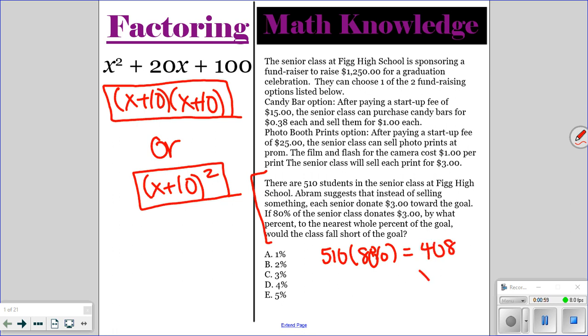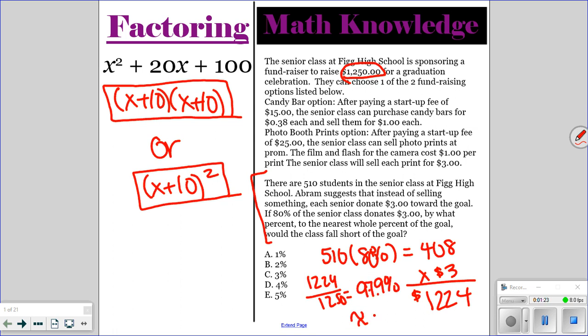And so if each of them gives $3, that would get us to $1,224. And so we need $1,250. So 1,224 over 1,250 as a percentage is 97.9%, which rounds to approximately 98%, because it says to the nearest whole percentage. So we would be about 2% short of the goal. Okay, so that's how that one would work.